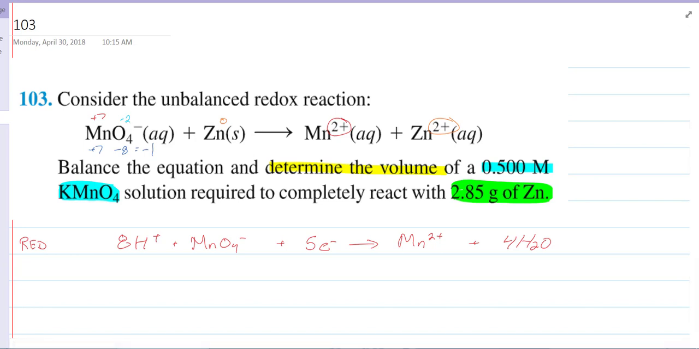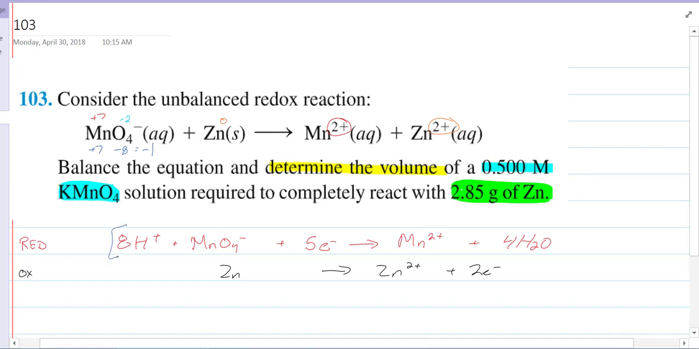Then we have the oxidation. Zinc going to zinc 2 plus, plus 2 electrons. And that's balanced. 2 does not equal 5, so it looks like the top one's going to be multiplied by 2, and the bottom one's going to be multiplied by 5.